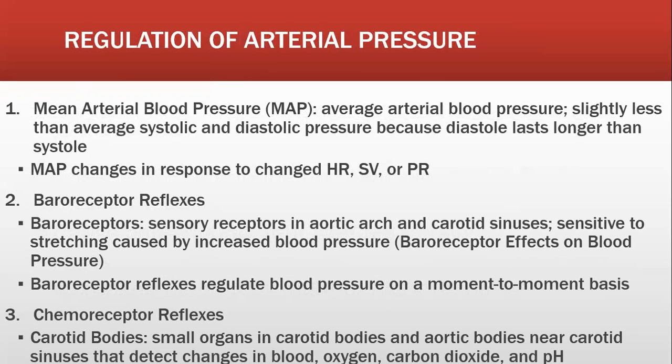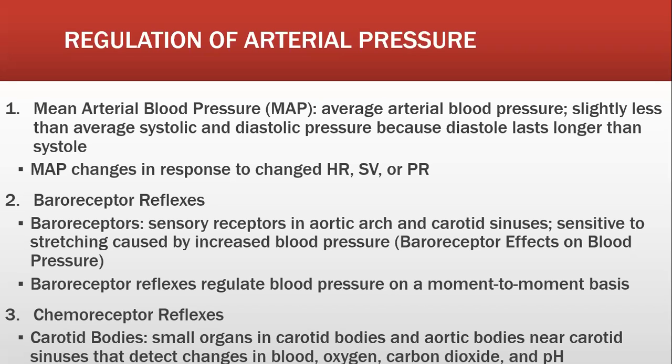Regulation of arterial pressure. So our MAP, mean arterial blood pressure, is the average arterial blood pressure, and it is slightly less than the average of systolic and diastolic pressure because diastole lasts longer than systole. So MAP changes in response to changes in the heart rate, SVR or PR. We also have the baroreceptor reflexes. They are sensory receptors in the aortic arch and carotid sinuses, and they are very sensitive to stretching caused by increased blood pressure. So it regulates the blood pressure on a moment-to-moment basis.